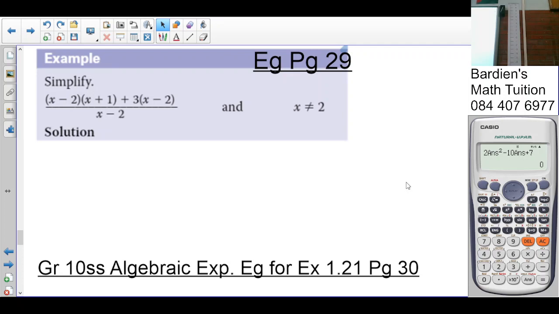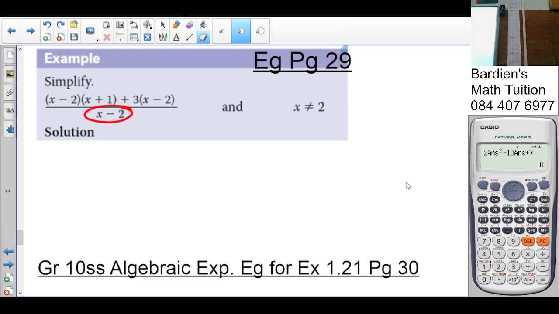Yes. So we are told to simplify. We've got x minus 2 into x plus 1 plus 3 into x minus 2, all over x minus 2, and x cannot be equal to 2. Why can x not be equal to 2? Otherwise the denominator will be equal to 0. The denominator is equal to 0 in this case, the sum will be undefined.